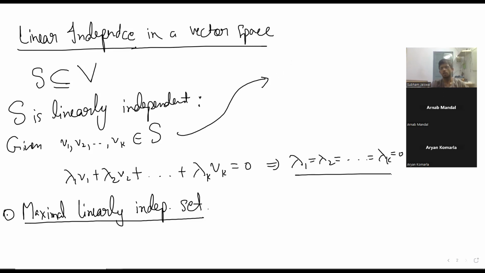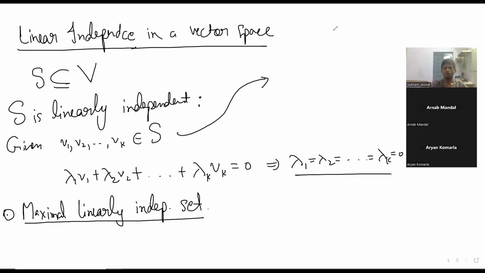Any other example? Arnav, do you have any examples? We just want an example. In R3, (1, 0, 0), (0, 1, 0) and (0, 0, 1). Right. Any other examples? Yeah, (1, 0, 1) and (0, 1, 1). Right.